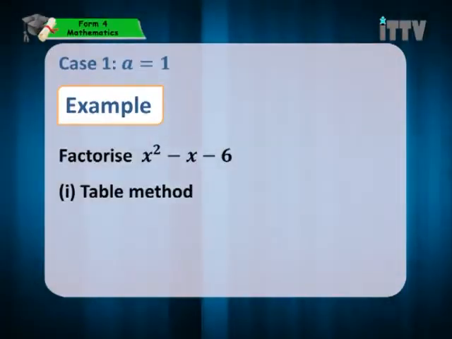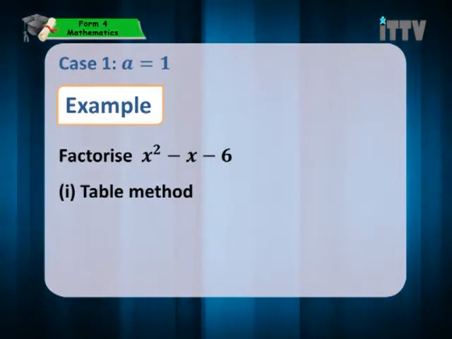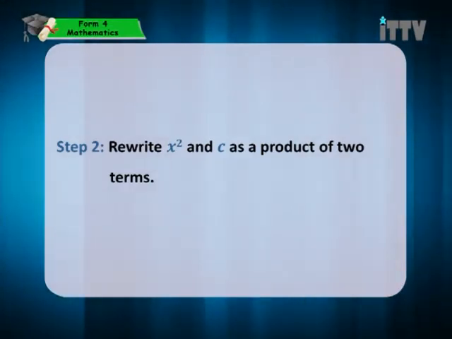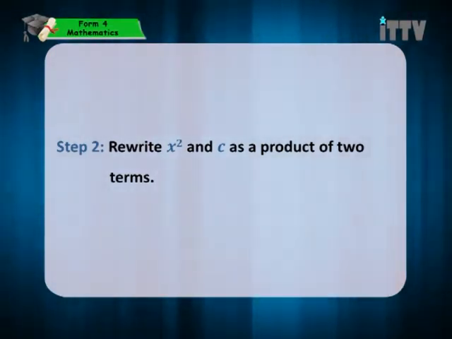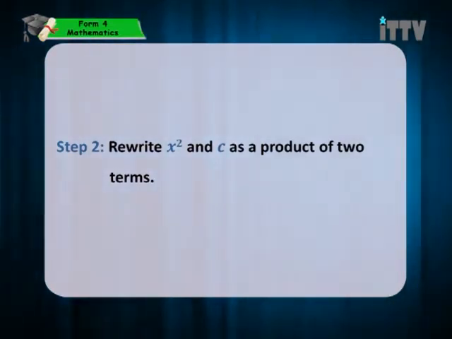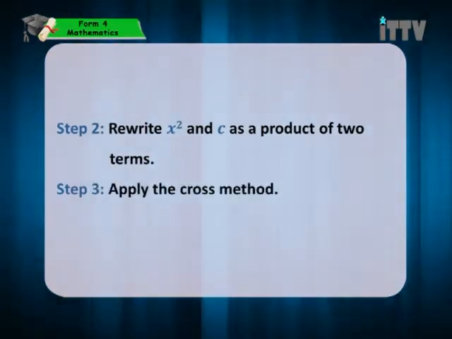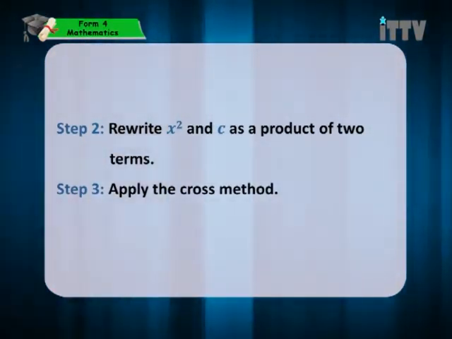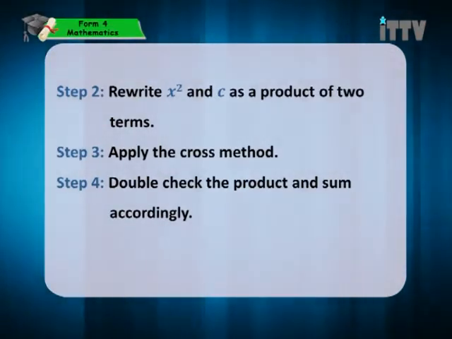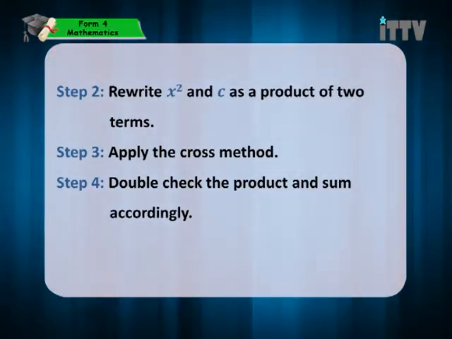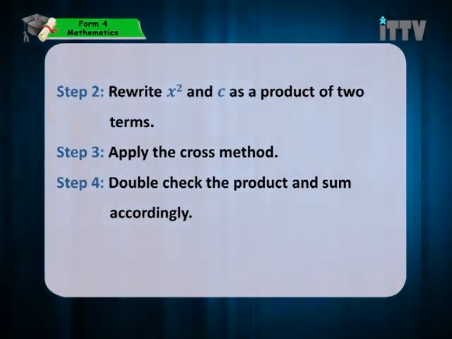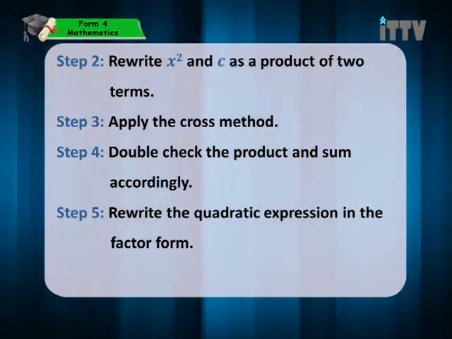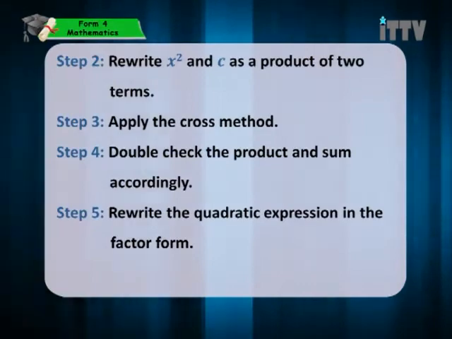All right, for step 1, we'll go through this later on the board. Draw two lines. Step 2, rewrite x squared and c as a product of two terms. In step 3, apply the cross method. In step 4, double check the product and the sum accordingly. And in step 5, which is the last step, rewrite the quadratic expression in the factor form.